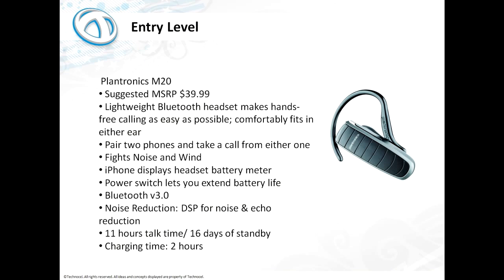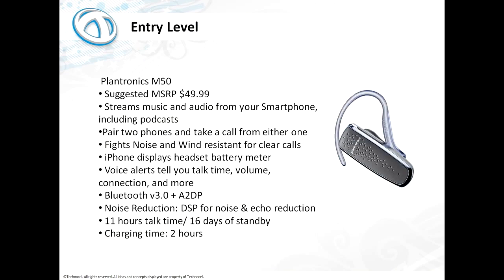On the next slide is the next one we're talking about, which is the M50. You can see we bumped it up $10, so it's now $49.99. It has all the same features. You can pair 2 phones. Now on the Bluetooth version, it says 3.0 plus A2DP, so now you can actually stream music and podcasts as well with this Bluetooth. Again, as far as noise reduction, it has the same DSP. It has the same charging time and talk time.